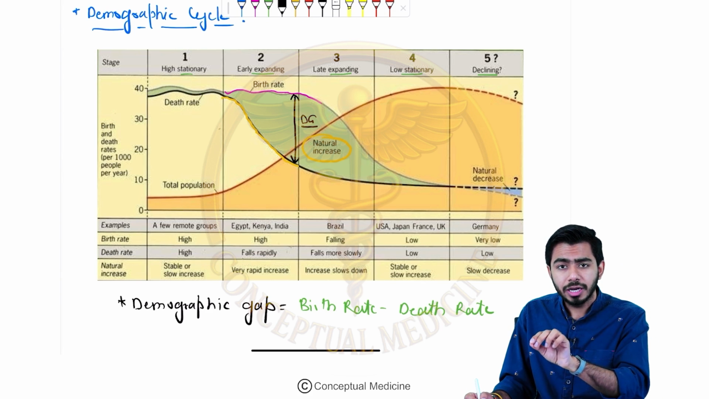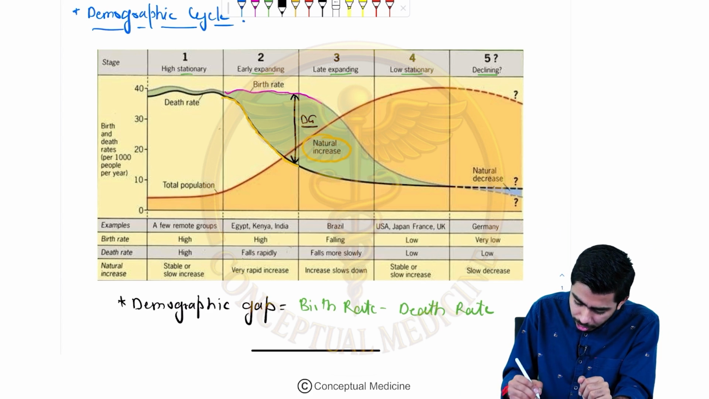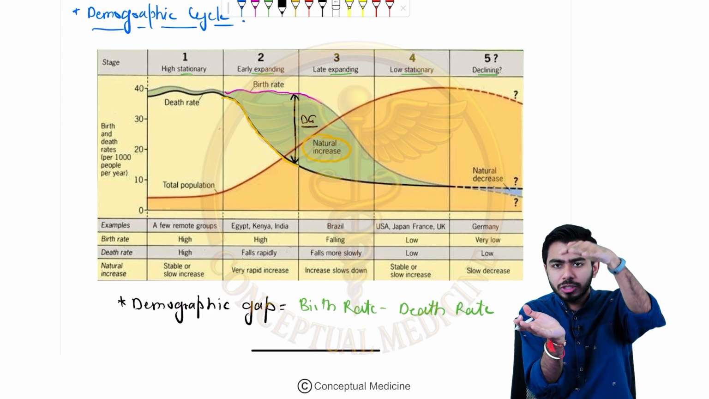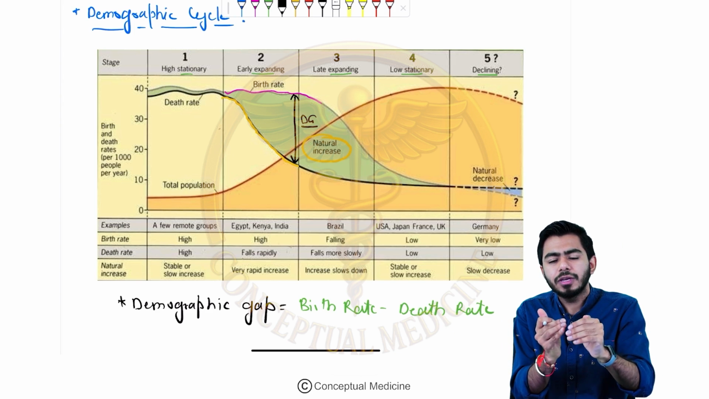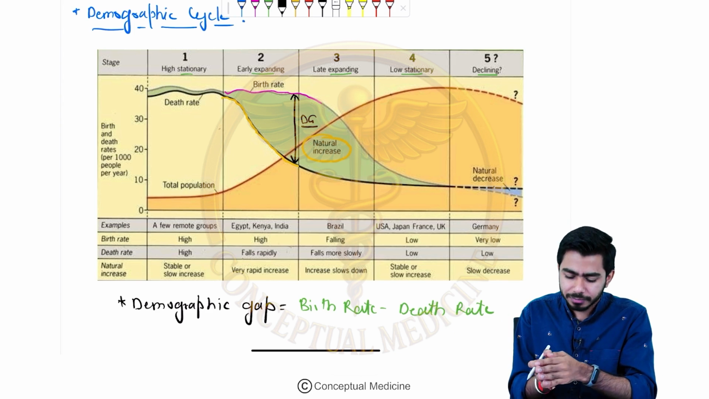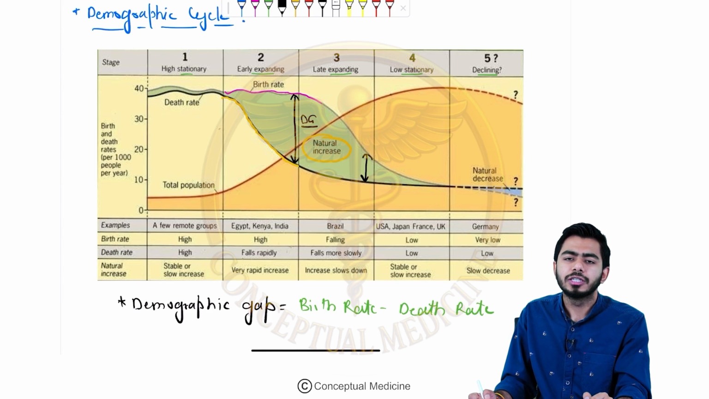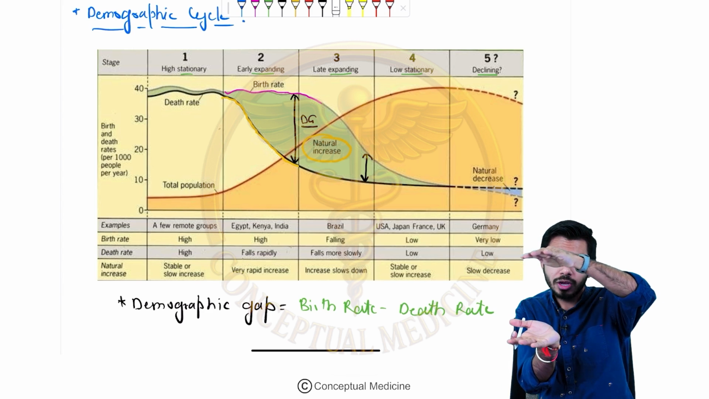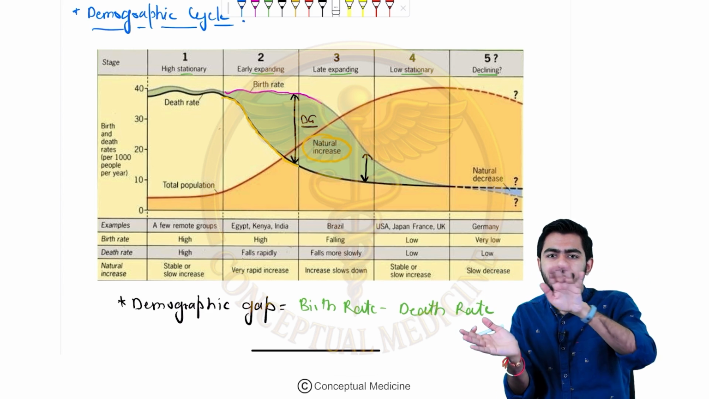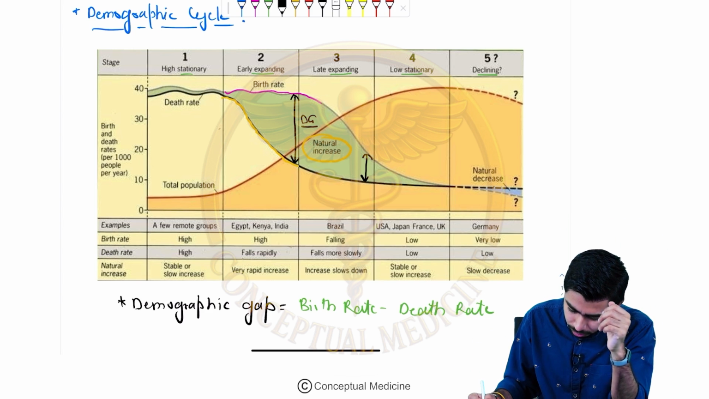If you talk about stage 3, guys, here the birth rate also starts sliding downwards. So now the demographic gap will start to narrow down. As the population goes into stage 3, the demographic gap will start to narrow down, right? Look at this demographic gap. Easily you can see the demographic gap starts to expand in stage 2 and starts narrowing in stage 3. That is the demographic gap. What is the demographic gap? Birth rate, death rate difference. Understood, guys, this one? Okay.